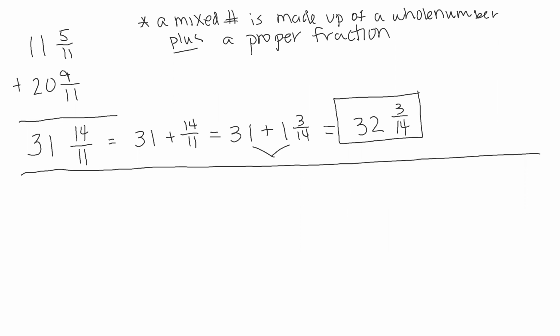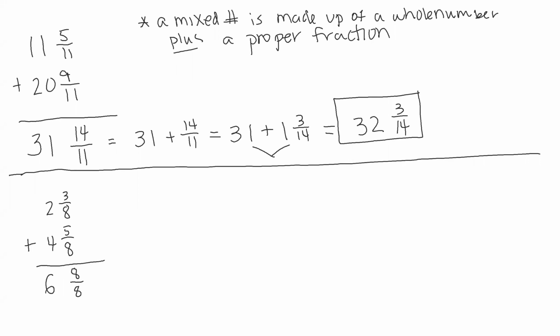What about this one? This one's kind of wacky. So let's say we have 2 3/8 plus 4 5/8. All right. We've got a common denominator of 8. We go ahead and add. 3 plus 5 is 8. So I get 8/8. 4 plus 2 is 6.